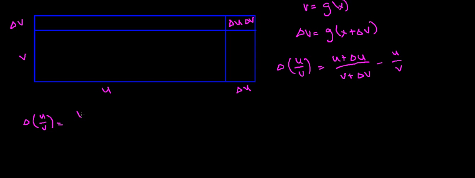So multiply this. And then this will just be v times v plus delta v. And then this top part will be u times v. So I'm just going to write them over the same fraction right now.